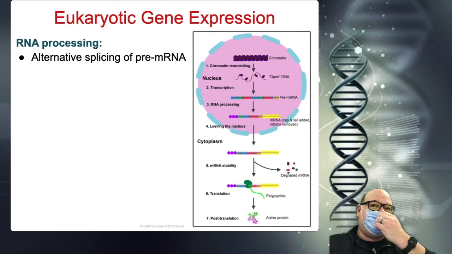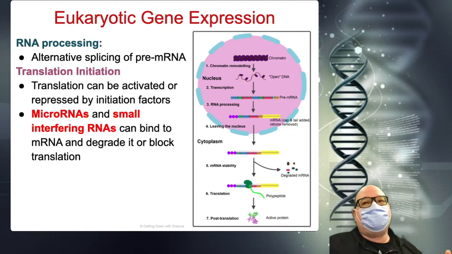There is what's called alternative splicing of pre-mRNA. Okay, how does that work? Translation can be activated or repressed by things called initiation factors. And what are these? They are microRNAs and small interfering RNAs, which can bind to mRNA to break it down or block translation.